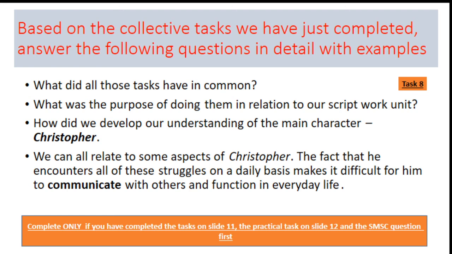And we can all relate to some aspects of Christopher. The fact that he encounters all of these struggles on a daily basis makes it difficult for him to communicate with others and function in everyday life. Can you relate to some of these? Remember, you're only completing these tasks if you've already completed the tasks on slide 11 and the practical task on slide 12 and the SMSC question first.